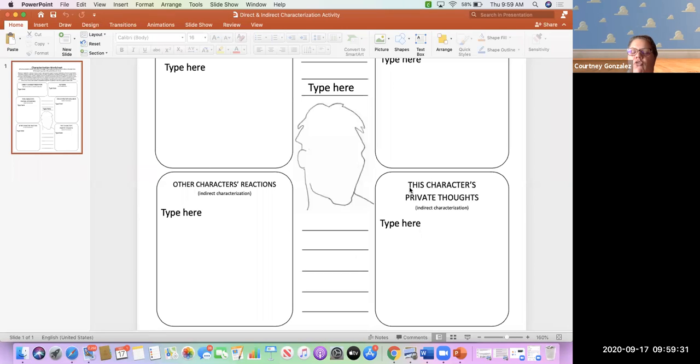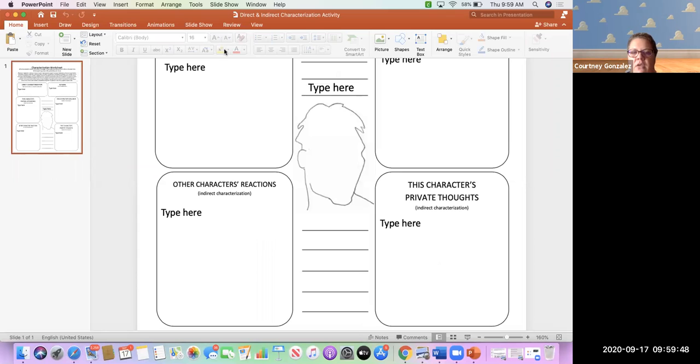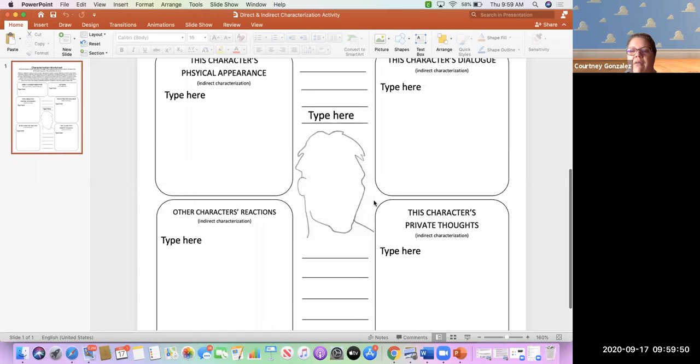And then you're not going to have private thoughts for any character except for Paul. So if you don't choose Paul here, you don't have to do this. If you do choose Paul, you're going to have to do this, because the only person that you're going to have private thoughts for, because this book is written in first person, would be Paul. And I'm not making you do Paul, so you may choose whoever you like.